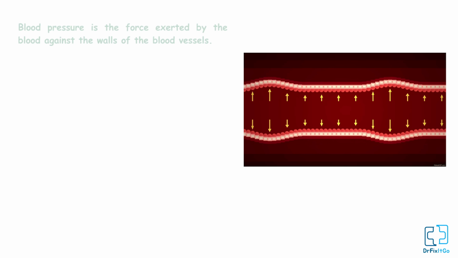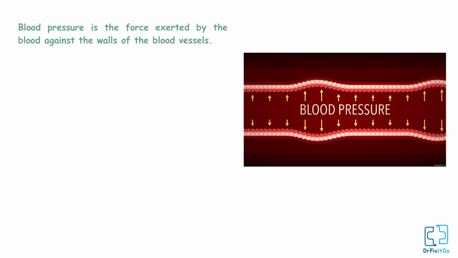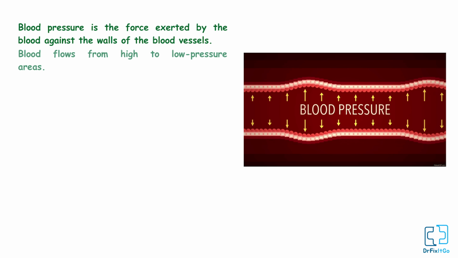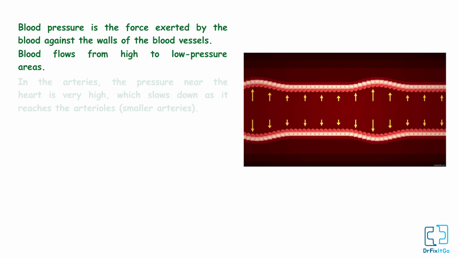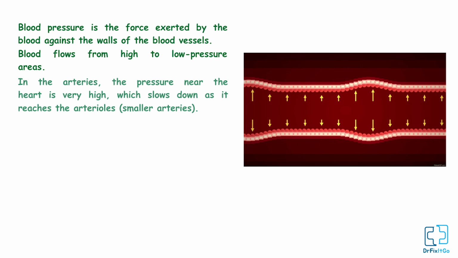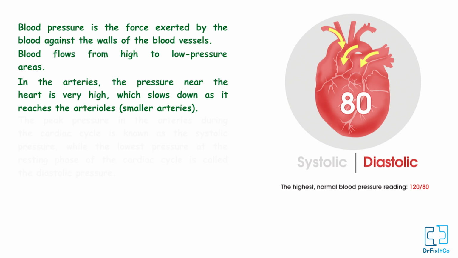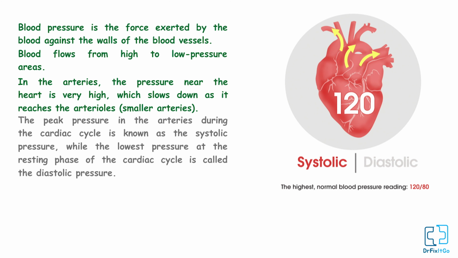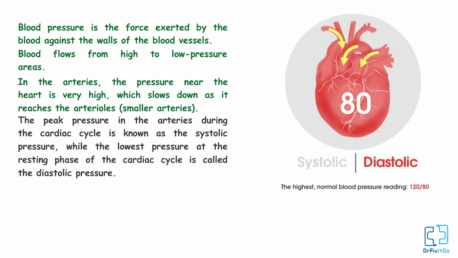Blood pressure is the force exerted by the blood against the walls of blood vessels. Blood flows from high to low pressure areas. In the arteries, the pressure near the heart is very high, which slows down as it reaches the arterioles. The peak pressure in the arteries during the cardiac cycle is known as the systolic pressure, while the lowest pressure at resting phase of the cardiac cycle is called the diastolic pressure.